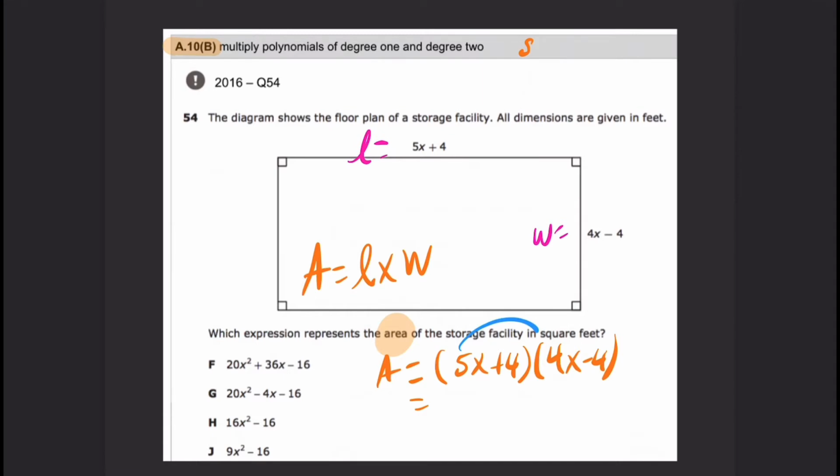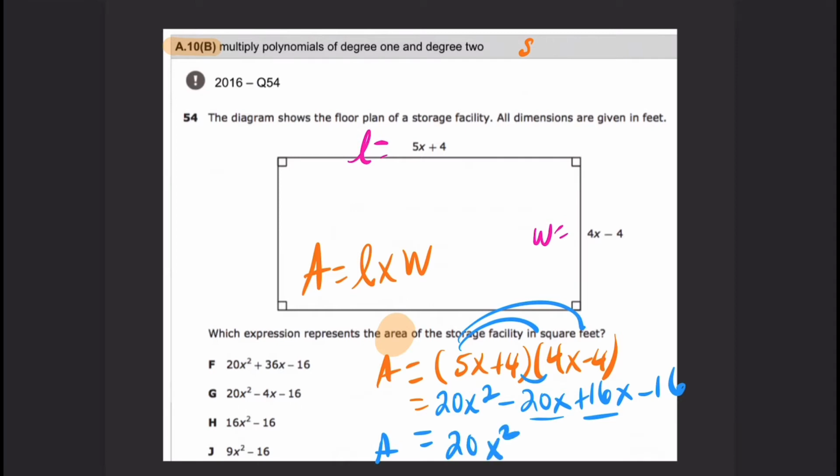So 5x times 4x is 20x squared. 5x times negative 4 is negative 20x. 4 times 4x is 16x. And 4 times negative 4 is negative 16. The final step is to combine your like terms, and the area will be equal to 20x squared minus 4x minus 16, making our final answer G.